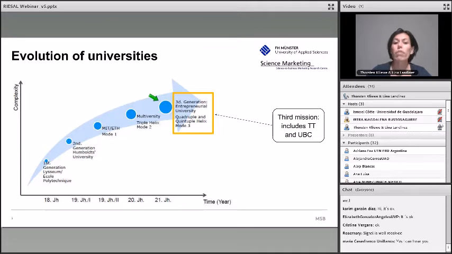And from there, it's very easy to understand that this application of knowledge became the main vehicle to create impact in societies, and that's how we got now into the third mission of universities, where universities focus on creating a socioeconomic impact, and not only educating people or creating knowledge through research. Here, it is important to understand this third mission in this way, because in this way, we can include technology transfer, which is the traditional way that we see a third mission, and also UBC as a broader understanding of this socioeconomic impact.